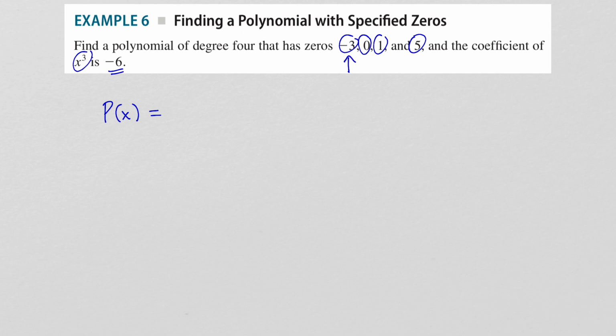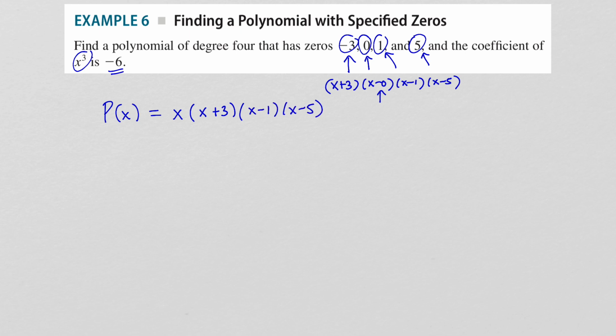Well, if negative 3 is a 0, that means that x plus 3 has to be a factor. And if 0 is a 0, that means x minus 0 has to be a factor. If 1 is a 0, that means x minus 1 is a factor. And if 5 is a 0, that means x minus 5 is a factor. So that means our polynomial has to be the product of those 4 factors. Now x minus 0 is just x, so I'll put that one first. And then we have x plus 3, x minus 1, and x minus 5.